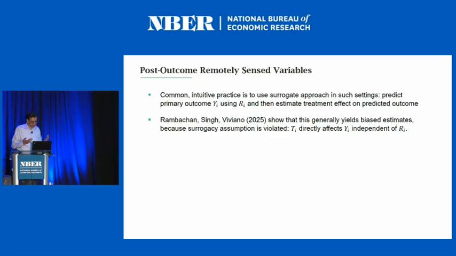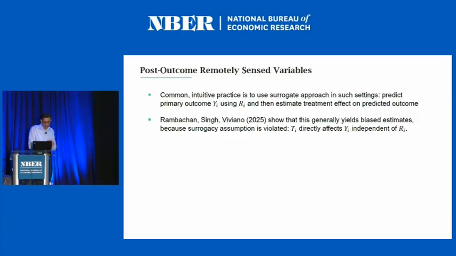So what might you think of doing? I predict the primary outcome using this remotely sensed variable R, and then estimate the treatment effect on that predicted outcome. So in this context, what would that amount to? I have this satellite image. I have this ground truth proxy for whether I have burnt land. I predict the land burning using the satellite imagery, create a predicted outcome. Seems totally intuitive. You would then take that predicted outcome, regress that on your treatment, and call that your treatment effect. That's what Jack et al. do. That's what a number of other papers do.